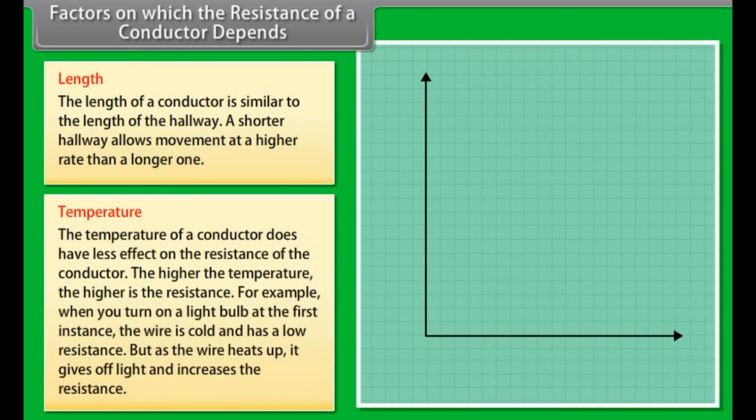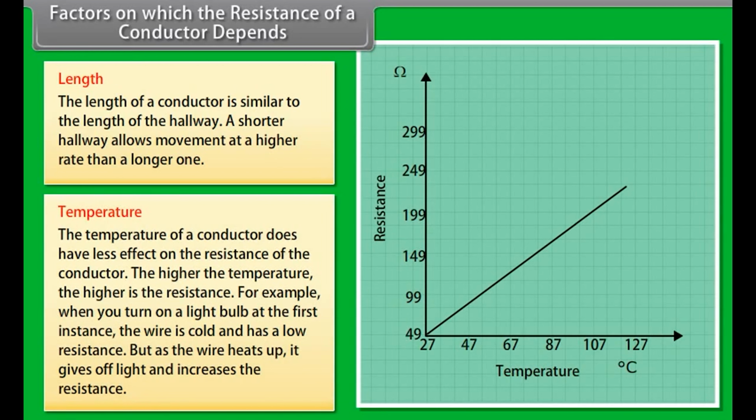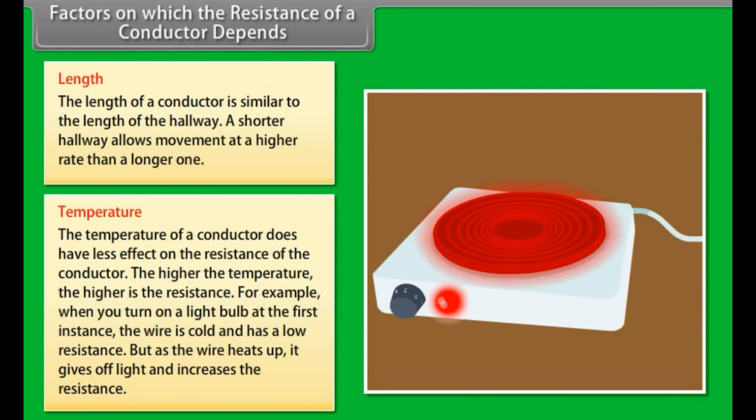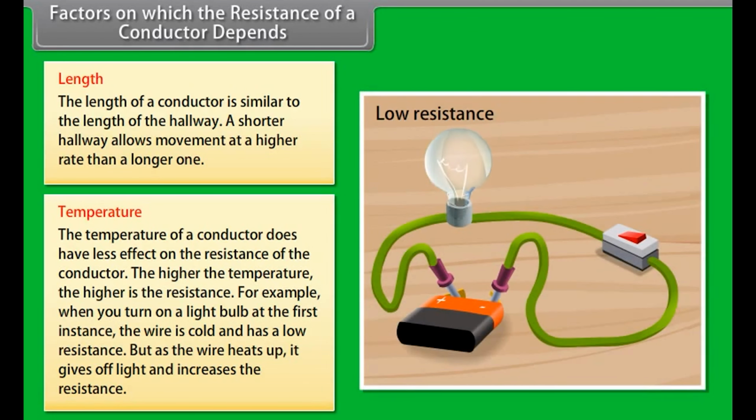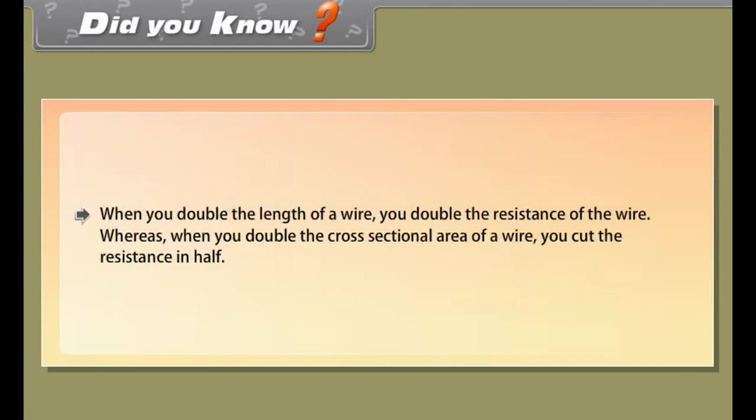Temperature. The temperature of a conductor has an effect on the resistance of the conductor. The higher the temperature, the higher is the resistance. For example, when you turn on a light bulb at the first instance, the wire is cold and has a low resistance, but as the wire heats up, it gives off light and increases the resistance. Did you know? When you double the length of a wire, you double the resistance of the wire, whereas when you double the cross-sectional area of a wire, you cut the resistance in half.